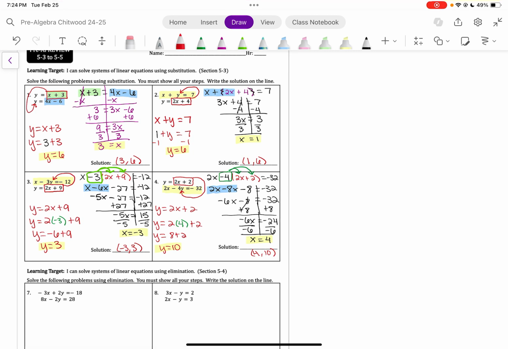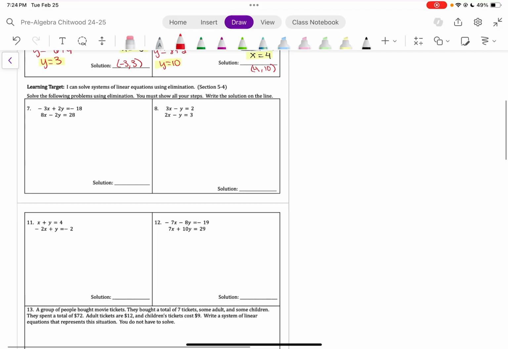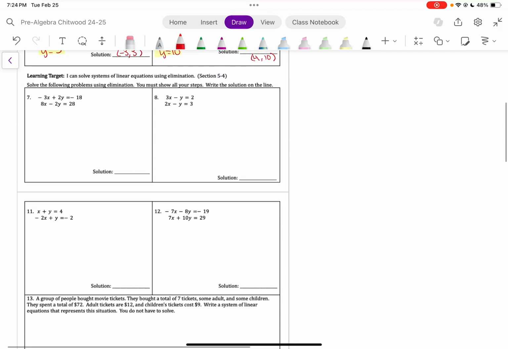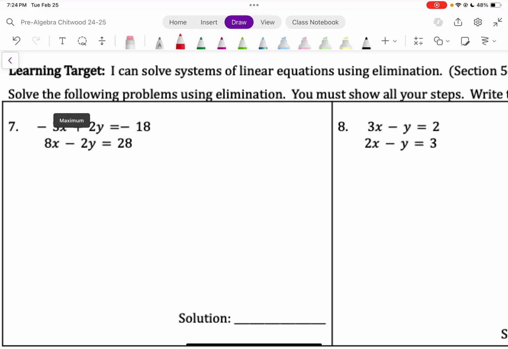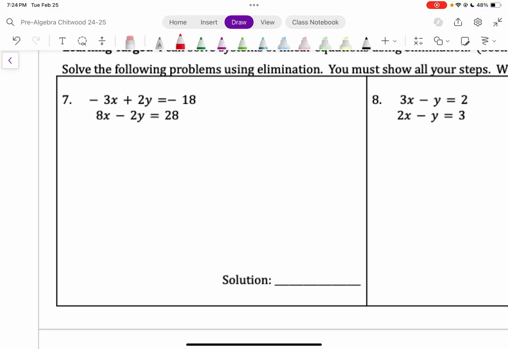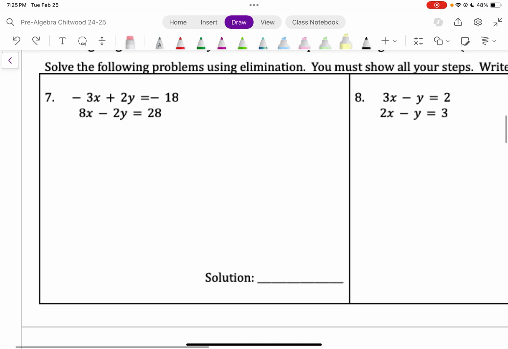Okay, that was all substitution. Now this right here is all going to be elimination. My first step is to see which variable is going to be eliminated. I have a 3 and an 8. Again, we're not looking at the signs right now. Different numbers, can't eliminate x. I have 2y and 2y, so that is what will be eliminated.